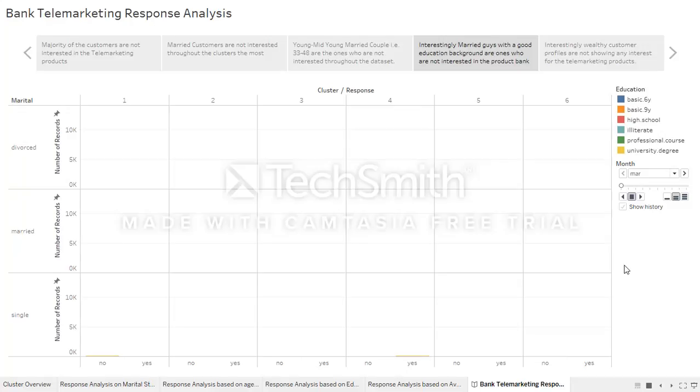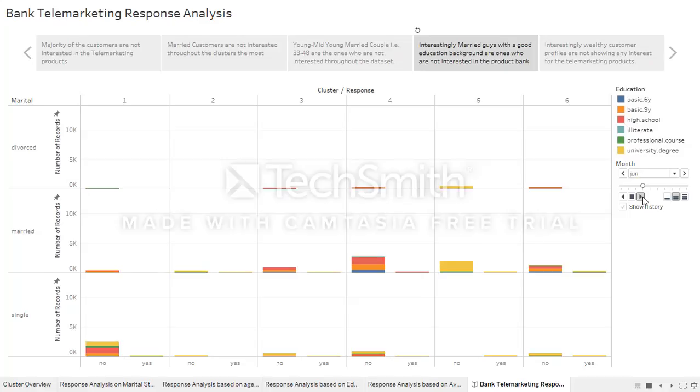Now coming to the next story point, where we observe the cluster responses along with the marital status and their educational background, and animated it along with the month's attribute. After analyzing the visualization, we came to the result that, interestingly, married guys with a good educational background are the ones who are not interested in any of the products that the bank is selling throughout the telemarketing campaign.